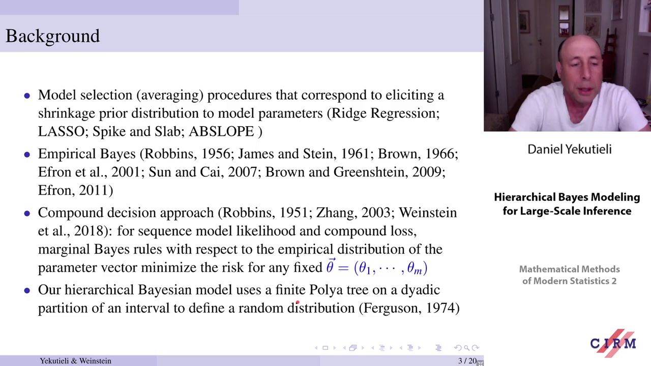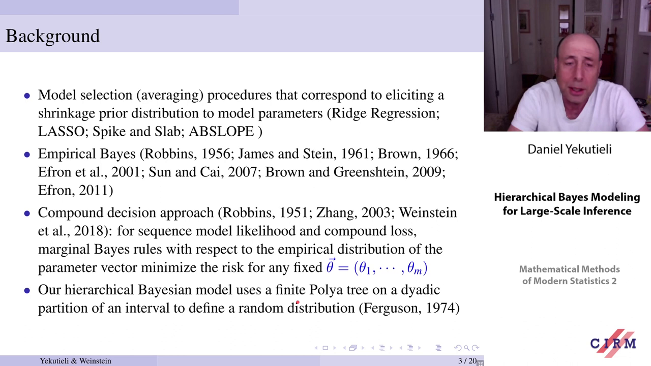Okay, some background, some related work. Our work looks like a model selection procedure that corresponds to eliciting a shrinkage prior distribution of the model parameters. There's a lot of literature and widely used methods: ridge regression, the lassos, spike and slab, and more recently, SLOPE. Our method would look similar to that, other than that the shrinkage prior is not specified a priori, but rather we use the marginal distribution of the parameters.